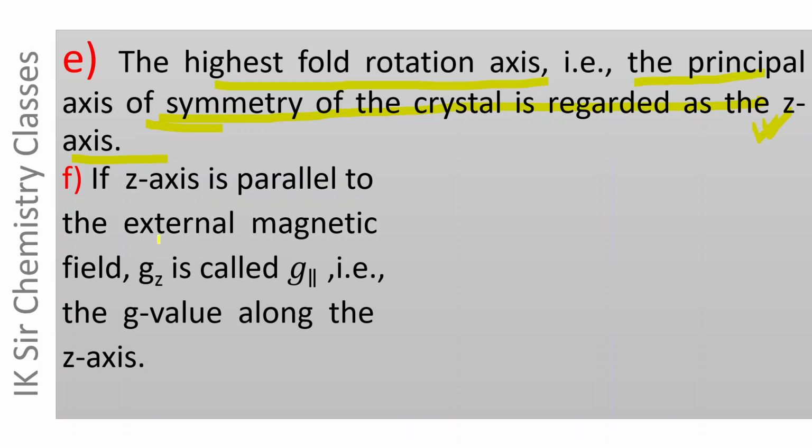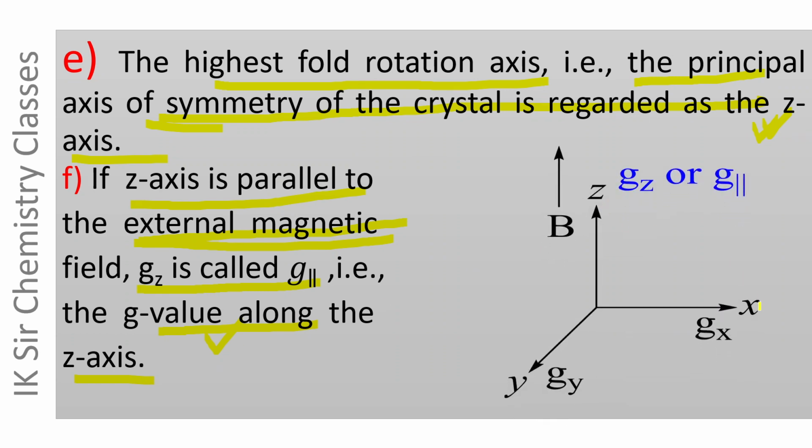If Z axis is parallel to external magnetic field, Gz, that is the value of G along Z axis, is called G parallel, that is G value along the Z axis. In a crystal, the axis with highest order is called principal axis of symmetry and it is regarded as z-axis. And if the z-axis is parallel to the external magnetic field, the value of G along z-axis is called G parallel, which means G value along the z-axis.